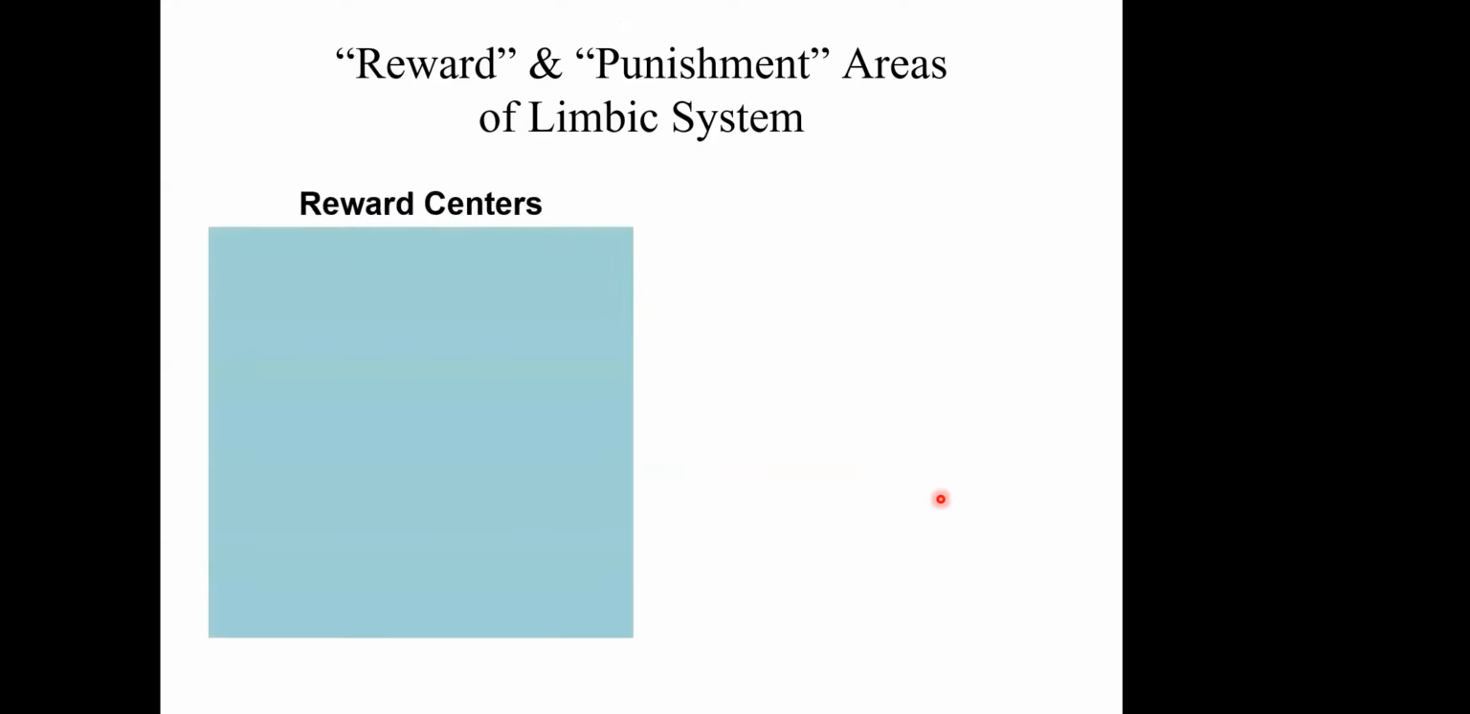This again, I mentioned in the initial slides, the reward and punishment areas that you'll be reading a lot in the latter part of the chapter in Guyton. So there are reward centers and punishment centers. Again, these are based on experiments on mice and other animals.